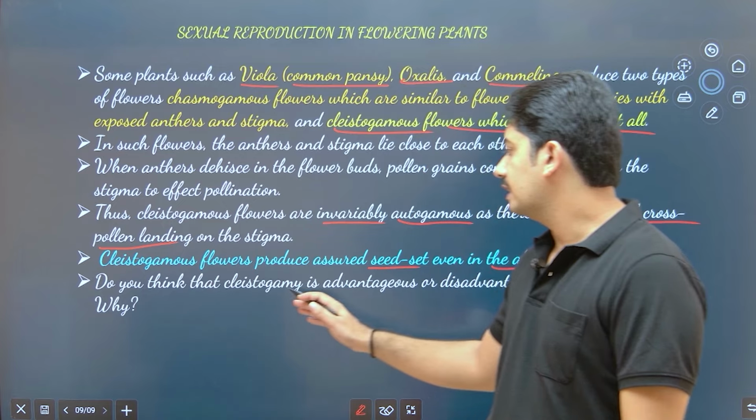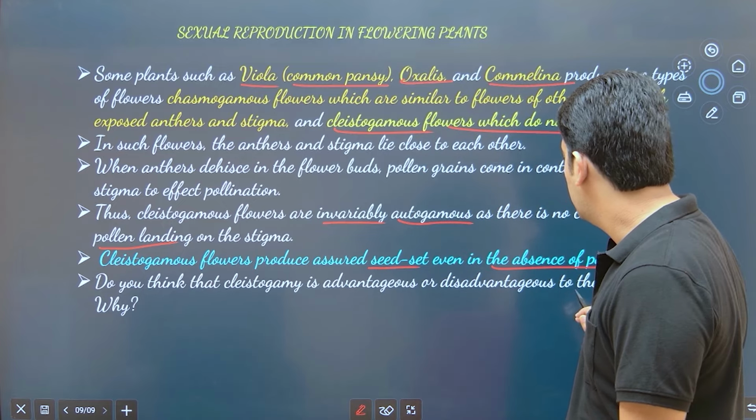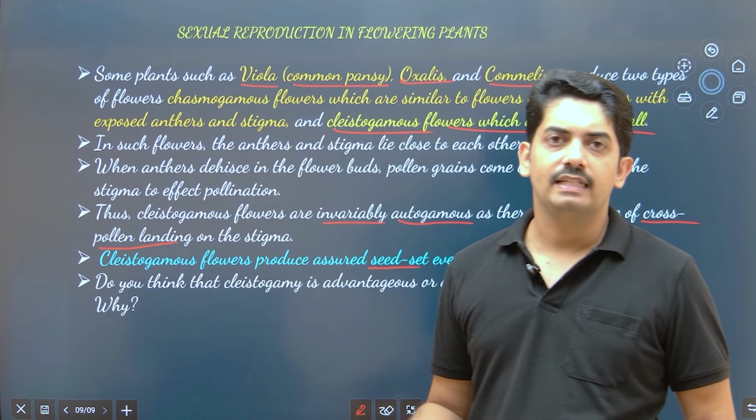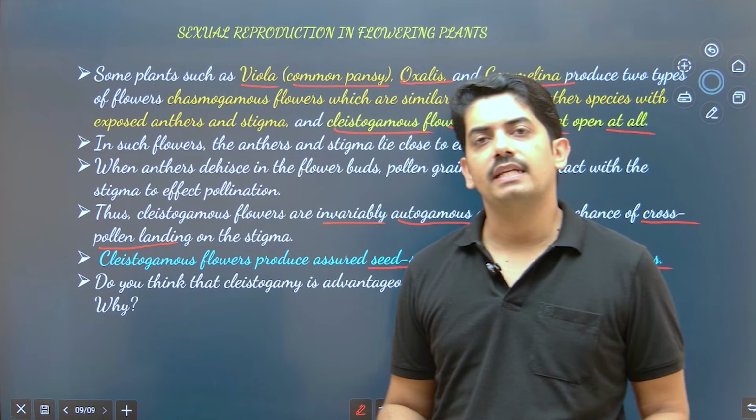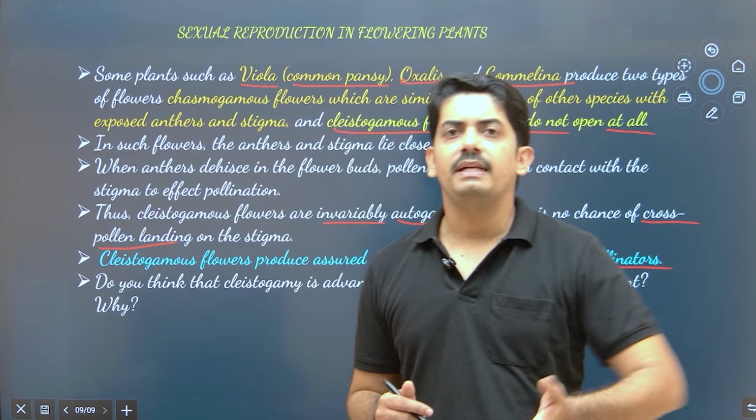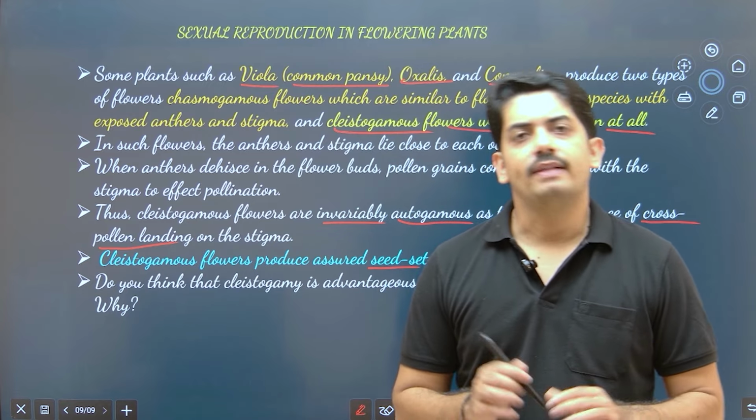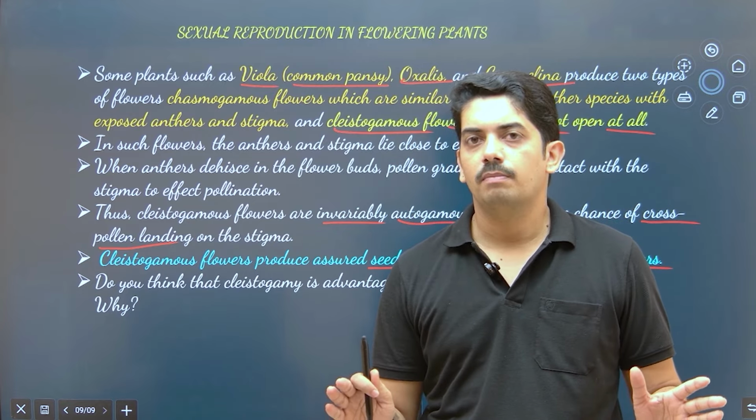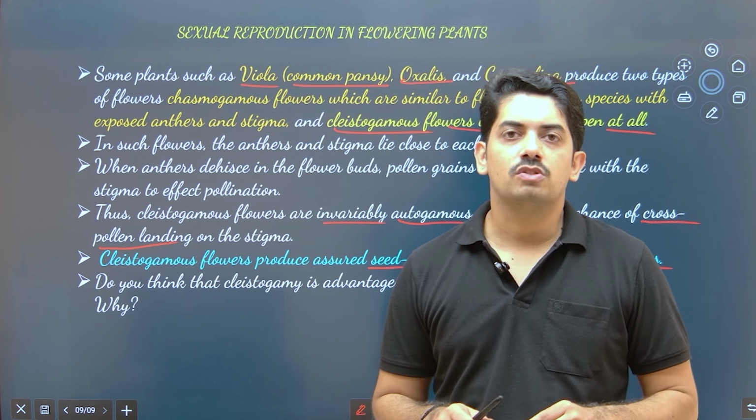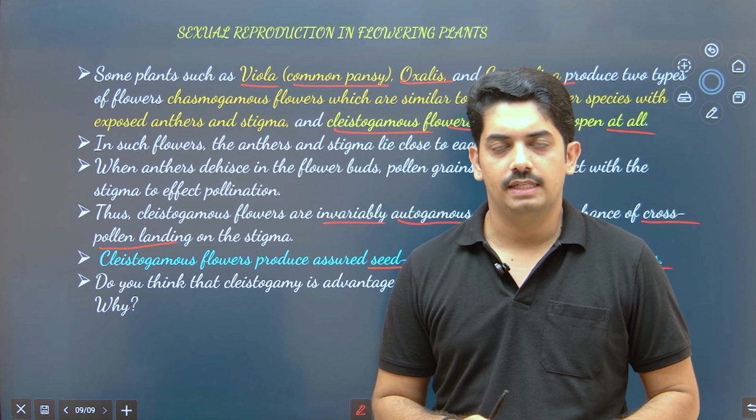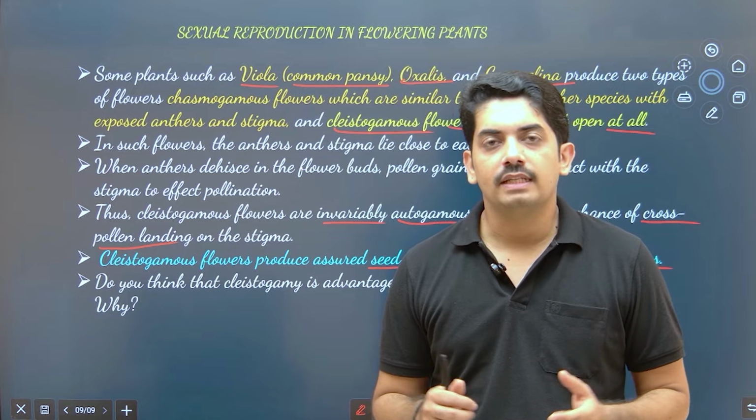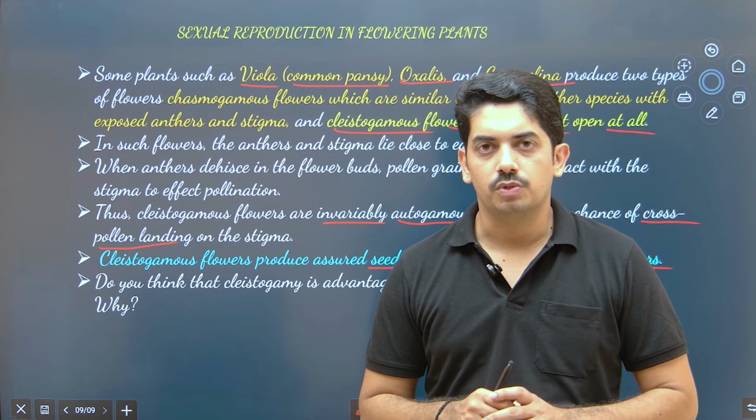So do you think that cleistogamy is advantageous or disadvantageous to the plant? If it is advantageous, why? If it is disadvantageous, for that also you should give a reason why. So let me tell you why it is advantageous. One thing, there is no dependency on pollinators. Second thing, there is a high chance of pollination and fertilization. And the plant makes sure that its next offsprings will be produced.